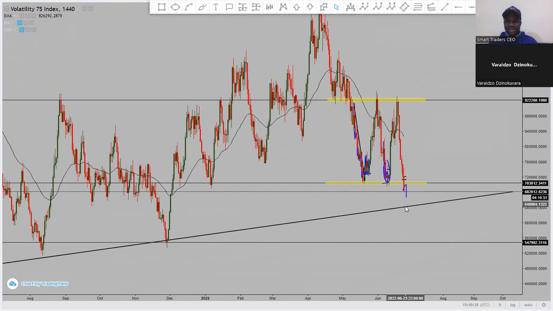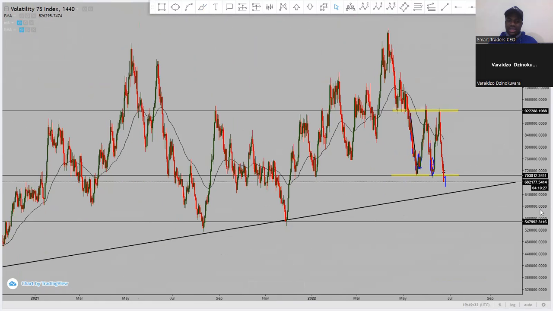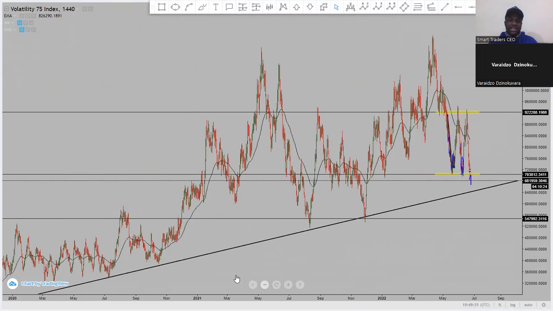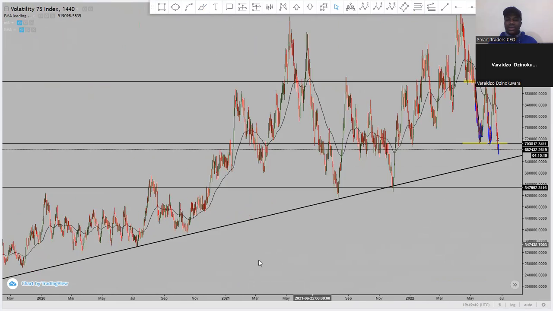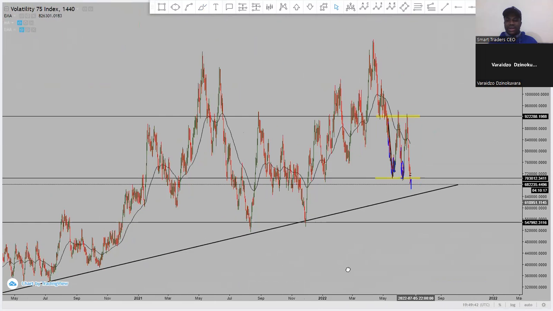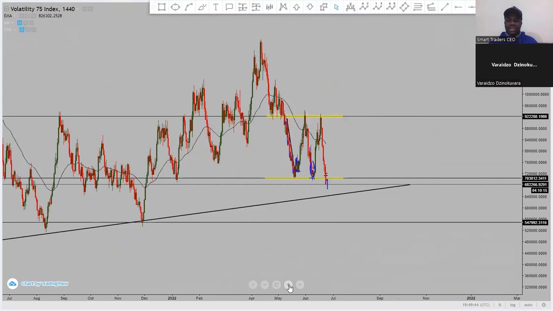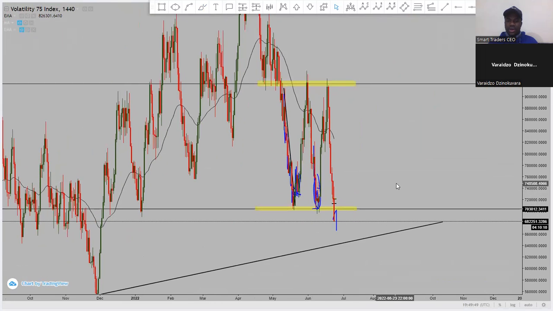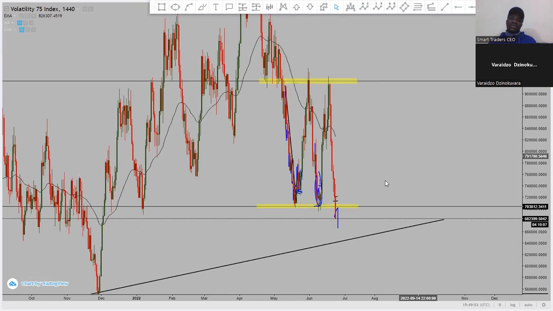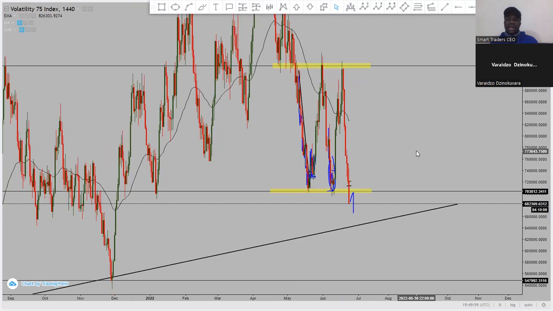So this trend line is a key trend line. Have it on your chart. It's a very, very key trend line. It has been respected for a long while now. Just observe and have it on your chart. Right, so that is it. Once you get the pullback on a smaller time frame, you can enter the sells.